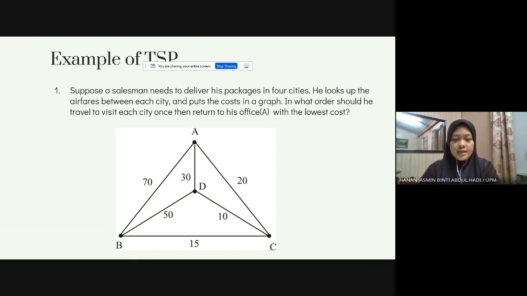Okay, this is the example of the traveling salesman problem. Suppose a salesman needs to deliver his package in 4 cities. He looks up the airfares between each city and puts the cost in a graph. In what order should he travel to visit each city once, then return to his office, which is A, with the lowest cost?